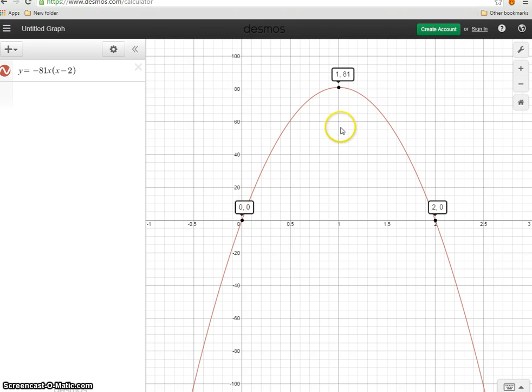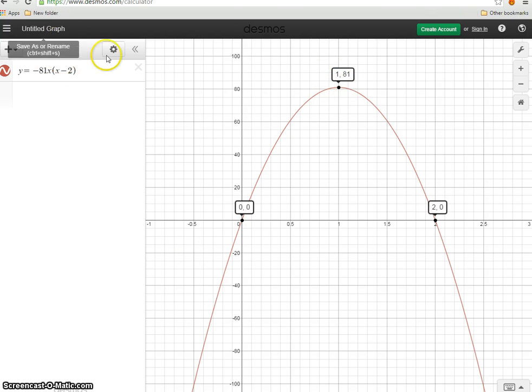So we can see our optimal value here. It's in the vertex, the y value is 81. So we can see our profit is going to be 81,000. But how are we going to calculate that? So remember, it's going to be halfway between our x-intercepts to find the axis of symmetry, and then from the axis of symmetry we can find our optimal value.